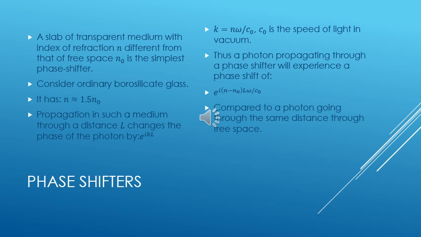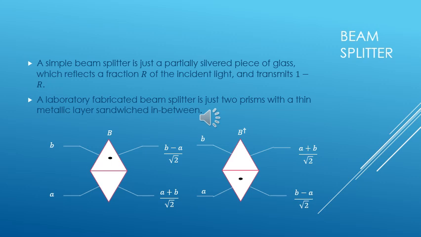Thus, a photon propagating through a phase shifter will experience a phase shift of e to the i (n minus n0) L omega by c0, compared to a photon going through the same distance through free space. A simple beam splitter is just a partially silvered piece of glass which reflects a fraction r of the incident light and transmits 1 minus r. A laboratory fabricated beam splitter is just two prisms with a thin metallic layer sandwiched in between.